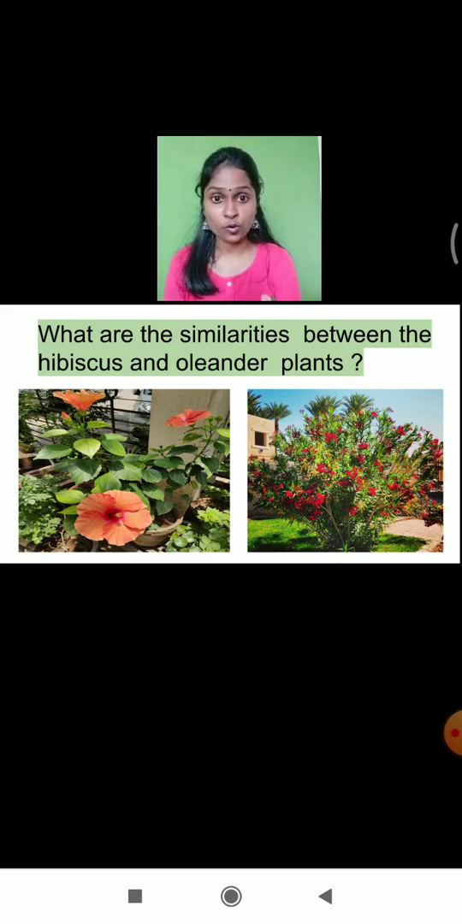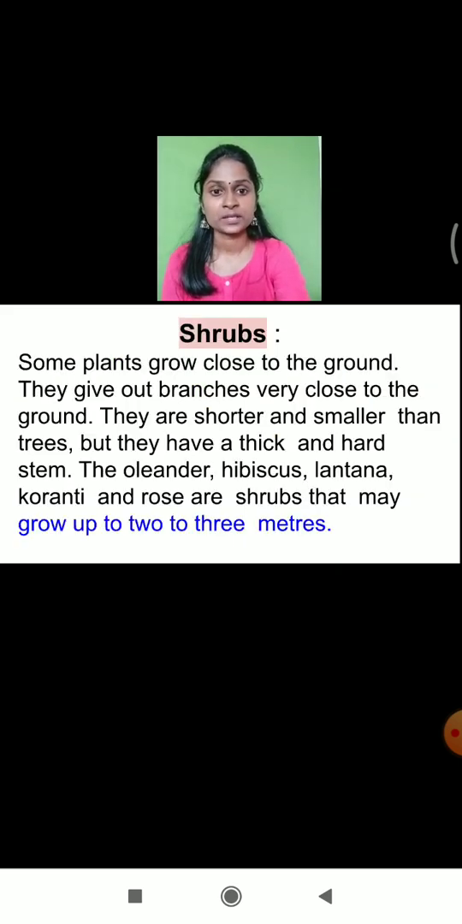Am I right? So the plants which are not that huge and are very near to the ground level, they are called as what? Shrubs. What do we call them? Shrubs. So here you can see that some plants grow close to the ground. They give out branches very close to the ground. They are shorter and smaller than the trees, but they have a thick and hard stem. The oleander, hibiscus, lantana and roses are examples of shrubs.